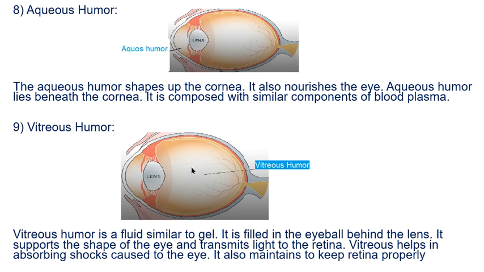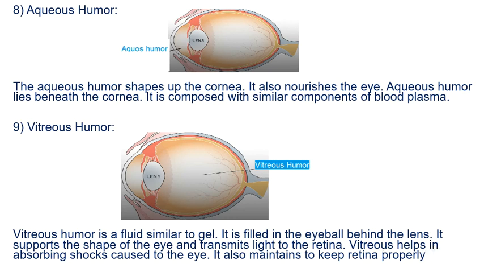Fine. So vitreous humor is filled inside it. Now what does it do? Vitreous humor is a liquid similar to gel. It is a gel-like liquid. It is filled in the eyeball behind the lens, as you can see in the diagram. It supports the shape of the eye. The eye can maintain its natural round shape with the help of this vitreous humor. It supports the shape of the eye and transmits the light to the retina. Light is transmitted through this liquid to the retina.